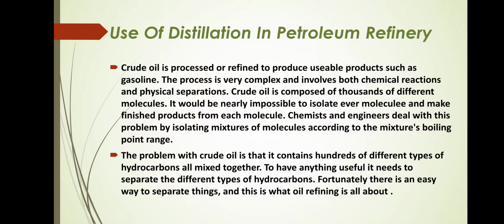Crude oil is processed or refined to produce usable products such as gasoline. The process is very complex and involves both chemical reactions and physical separation. Crude oil is composed of thousands of different molecules. It would be nearly impossible to isolate every molecule and make finished products from each molecule. Chemists and engineers deal with this problem by isolating mixtures of molecules according to the mixture's boiling point range.